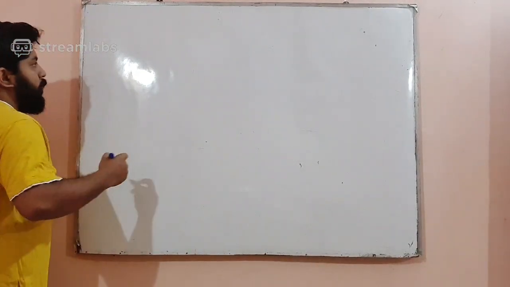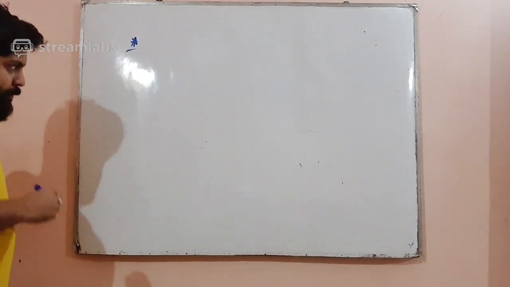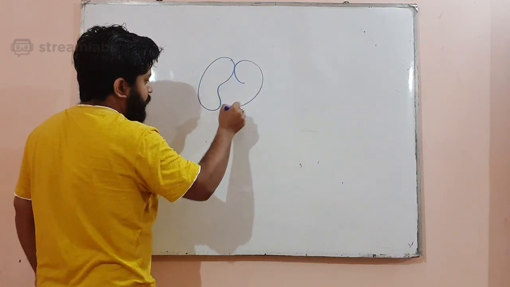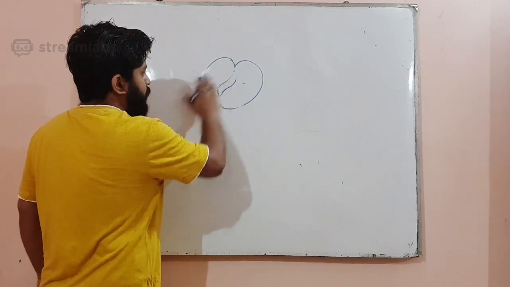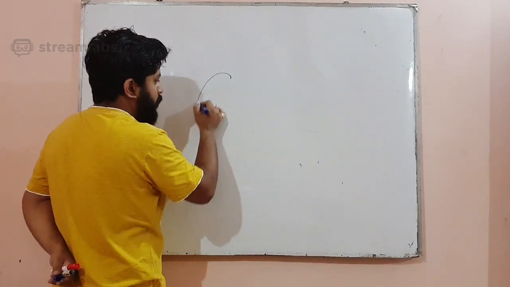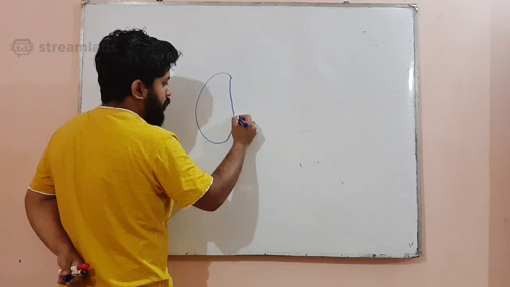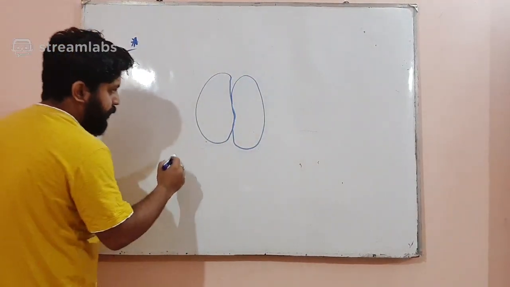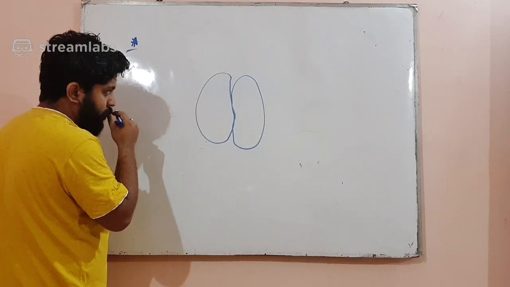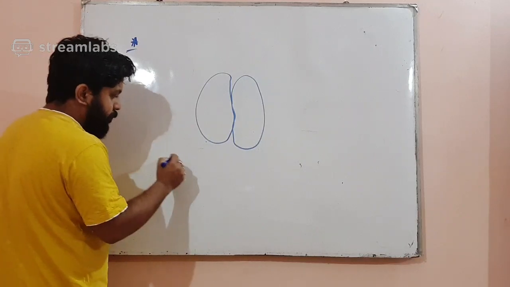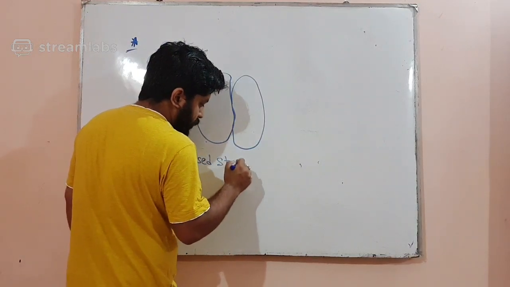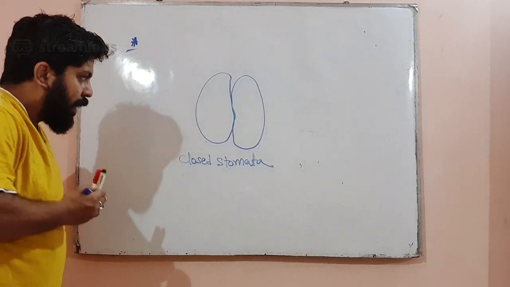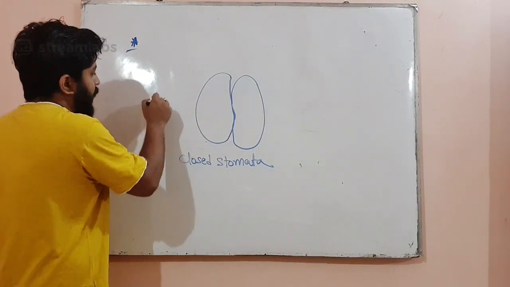Now, what is happening is that stomata is a kind of structure where there are two kidney-shaped guard cells like this. This is closed stomata. Now what happens? This is closed stomata at night.